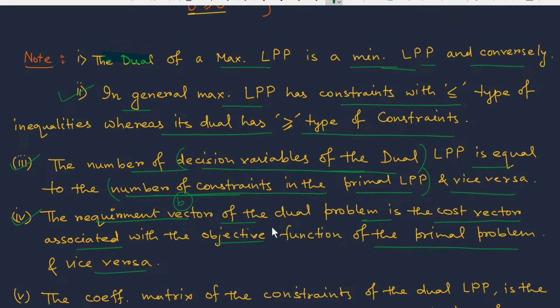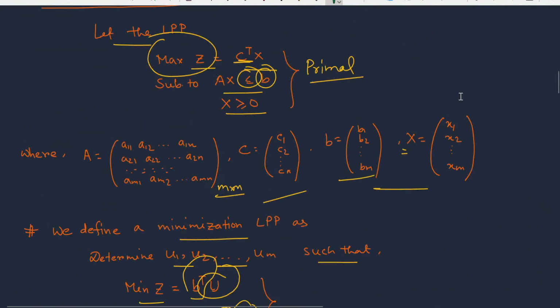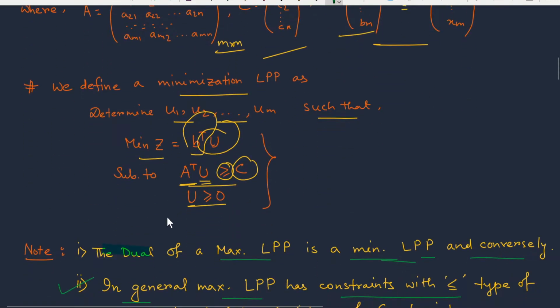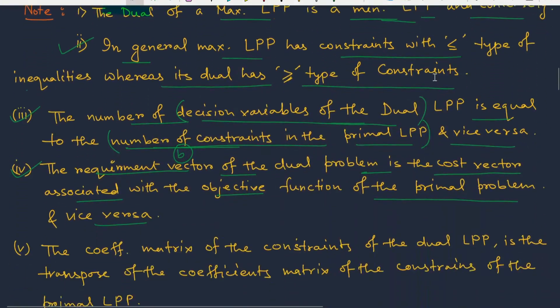Okay, so the b vector of the dual problem is the cost vector associated with the objective of the primal, and conversely. So the cost vector of the primal problem is the requirement vector of the dual, and conversely.